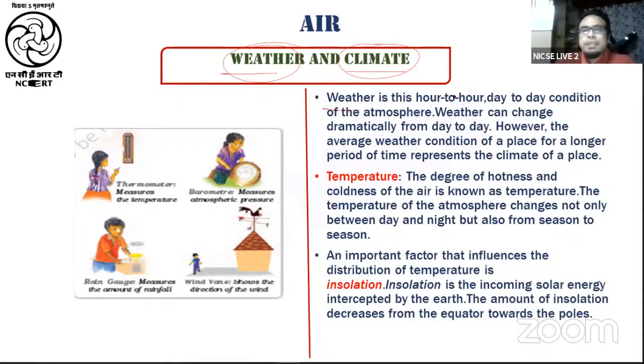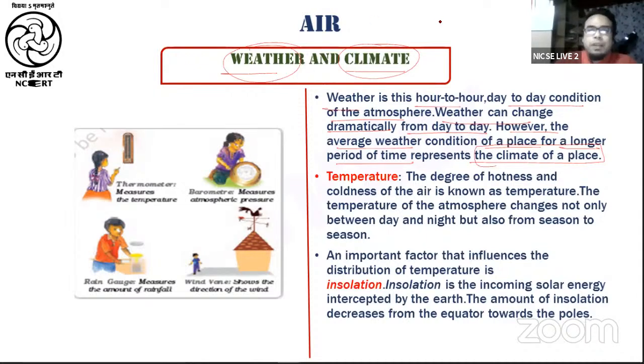Fine. So, your weather is the hour-to-hour or day-to-day condition of the atmosphere, right? And your weather can change dramatically from day to day. However, the average weather conditions of a particular place for a longer period of time represents the climate of a place. Fine. So weather is talking about the climatic features like your rainfall, your temperature for a very short span of time. Then what is climate? Climate, on the other hand, is the average of all the weather activities for a longer span of time, right? So weather is a short duration measurement, whereas the climate is considered to be a long duration measurement, right? So that is the difference between weather and climate.